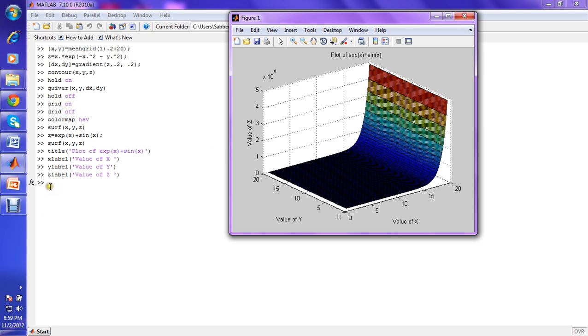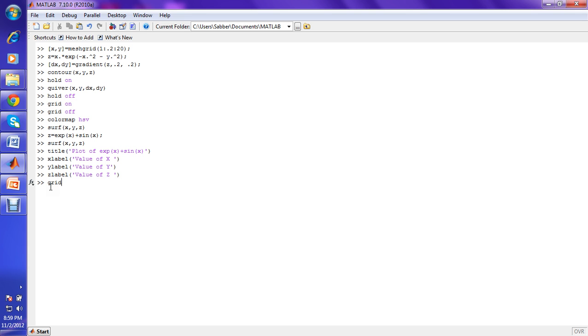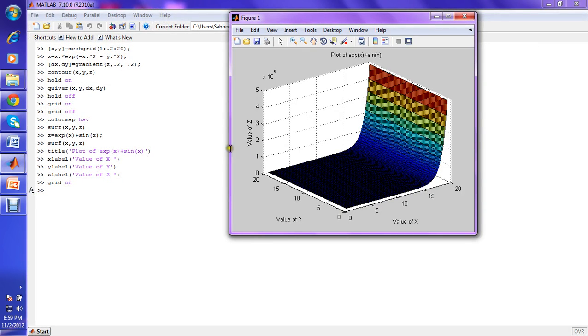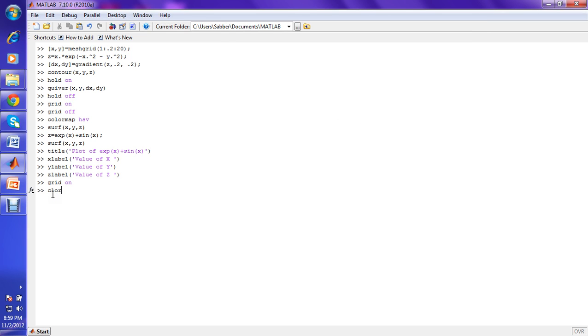If you want grid on, that means grid lines are shown. If you want to put a color bar, what does red color mean? What does black or blue color mean? So plot your color bar. Color bar is a function to represent the color of the z value.